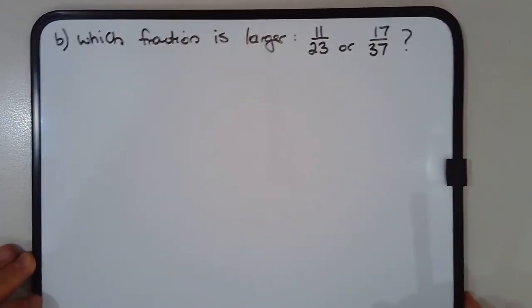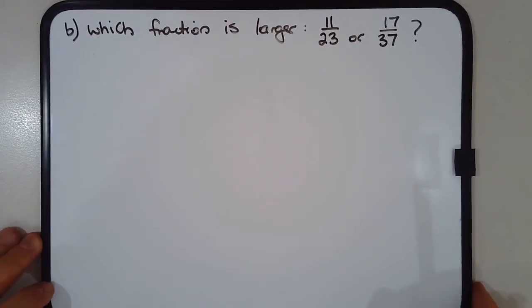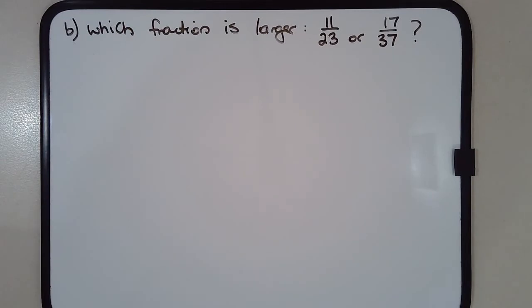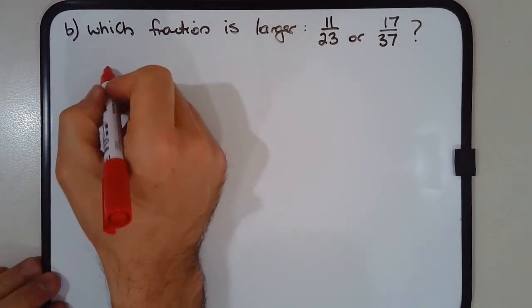Now we'll look at just one last example. Just quickly, which fraction is larger, 11 on 23 or 17 on 37? Again, immediately we can't tell just looking at those fractions which one is the larger. But if we convert them into percentages first, it makes the comparison a lot easier. That's one of the uses of percentages, to help make that comparison a lot easier. So let's have a look at both of those fractions.